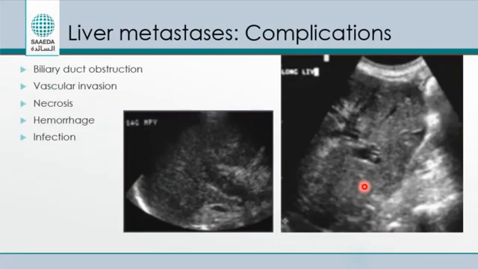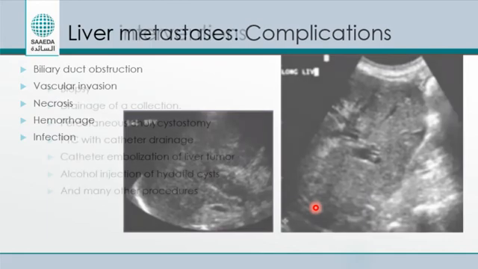Just a few words about the complications of liver metastasis. Always when you see liver metastasis, try to look for complications. Is there any biliary obstruction? Because this might need intervention. Is there any vascular invasion? For example, you can see here it was a hepatocellular carcinoma invading the portal vein, occluding it with portal vein tumoral thrombus. Is there any necrosis, hemorrhage, or infection? For example, you can see here the biliary tree is dilated due to biliary obstruction by liver metastasis.